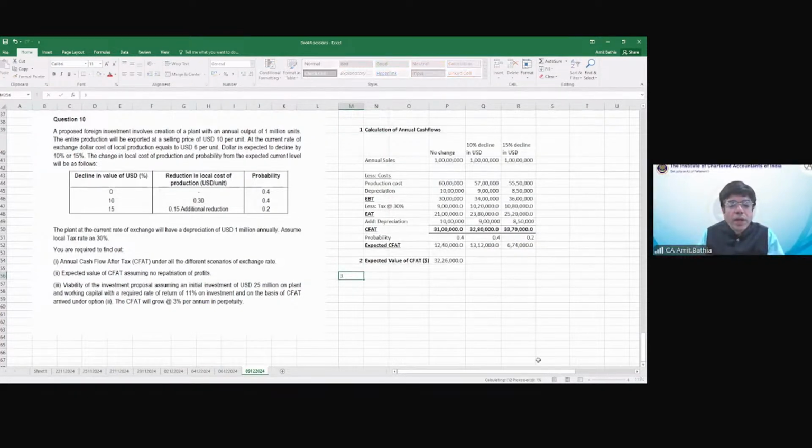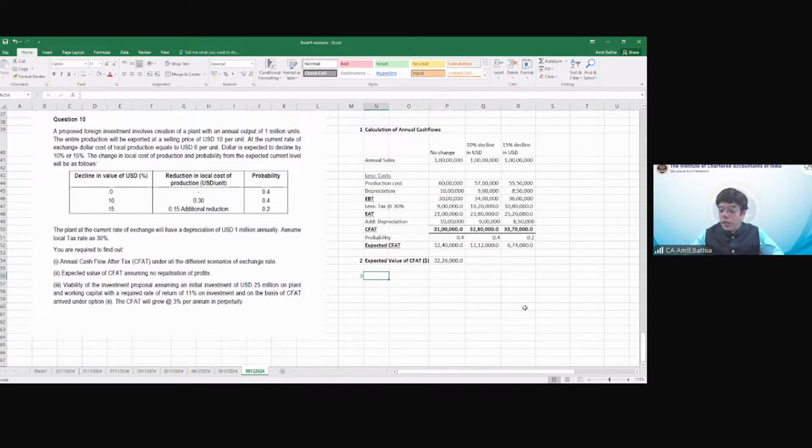And then the final part क्या पूछा है उन्होंने? The final part they've said is expected viability of the investment proposal, assuming an initial investment of USD 25 million on plant and working capital with a required return of 11% on investment and on the basis of CFAT arrived under option 2, यानी कि ये 32,26,000. The CFAT will grow at 3% per annum in perpetuity. So what is going to grow at perpetuity? You are told this is 32,26,000, which is expected CFAT, right? For each year.